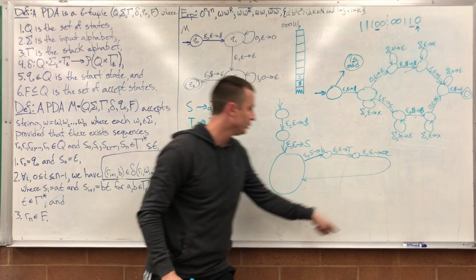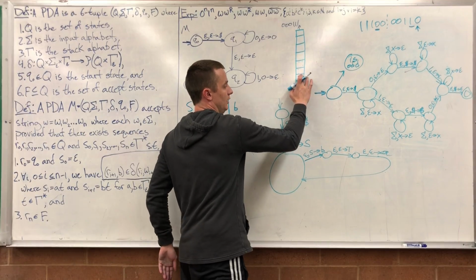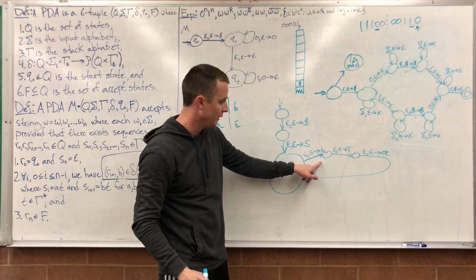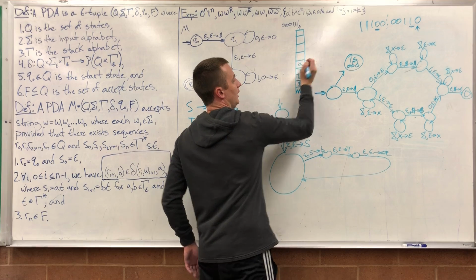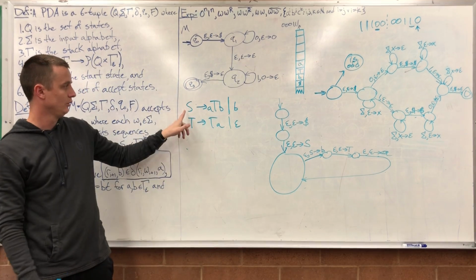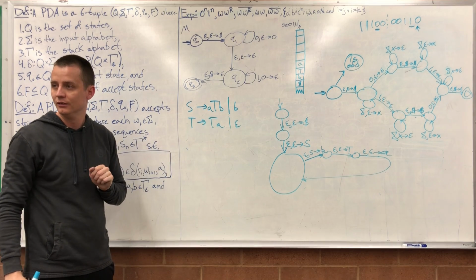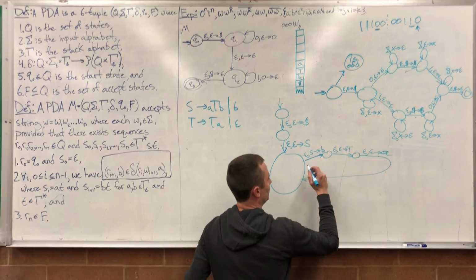So ultimately, what did we do on this whole loop? We popped an S off of our stack, and then we pushed on a B, then a T, then an A. So now our stack is ATB $ sign. We replaced S with ATB. You with me?